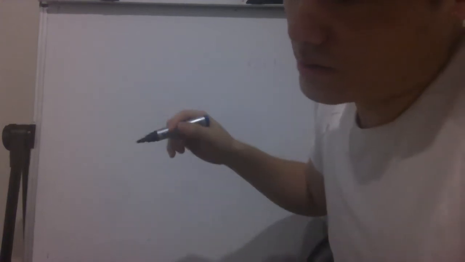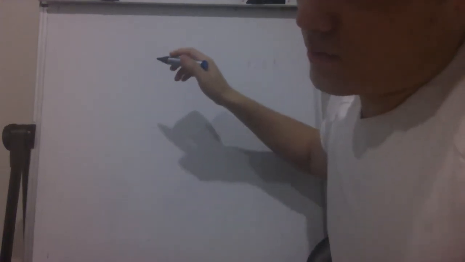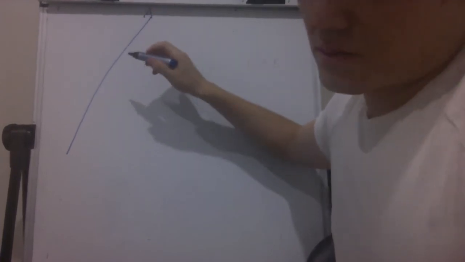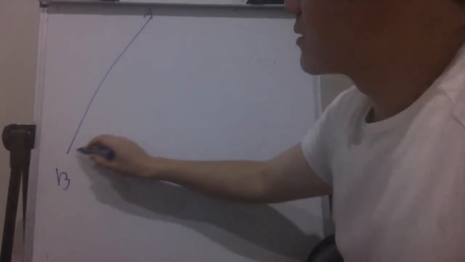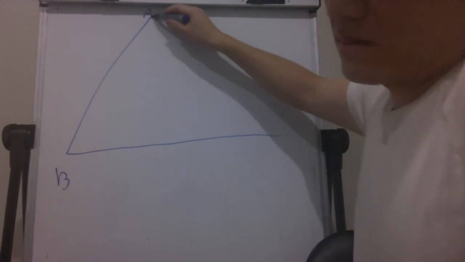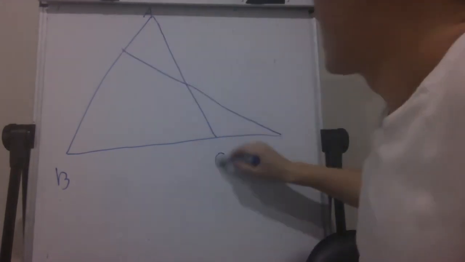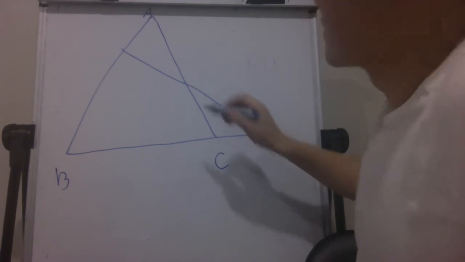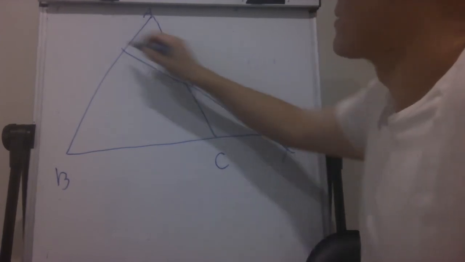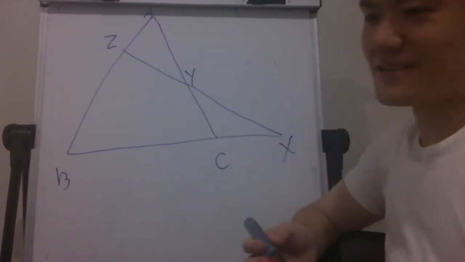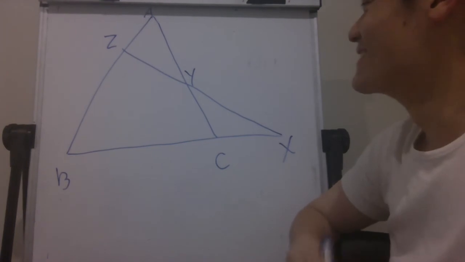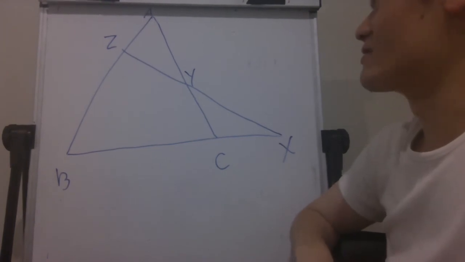Let's look at this triangle. We have A, B, C, X, Y, Z. These triangles.